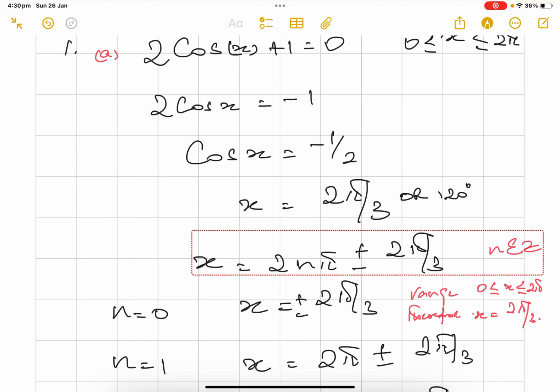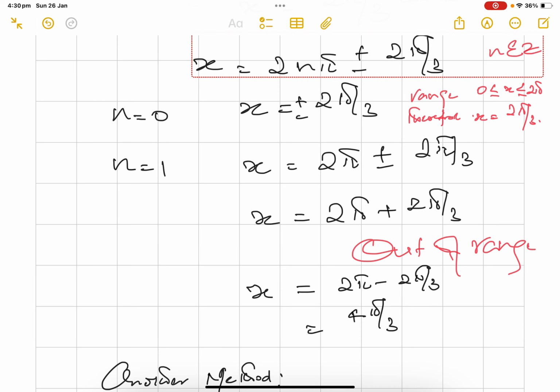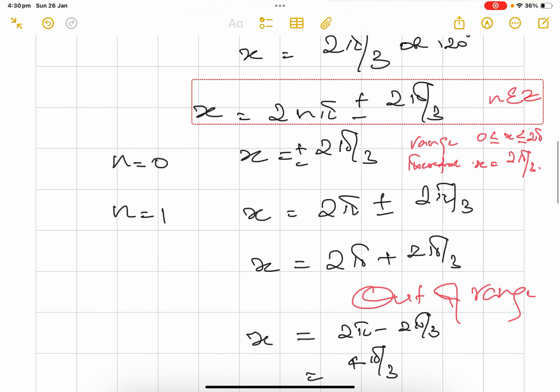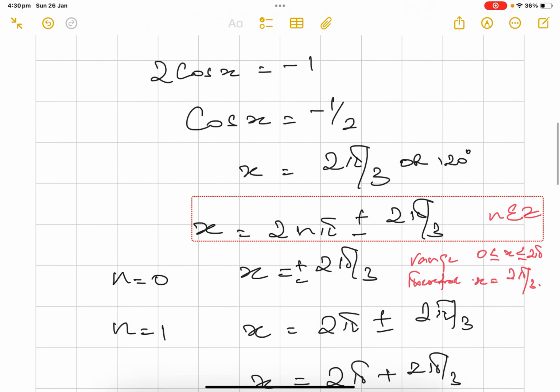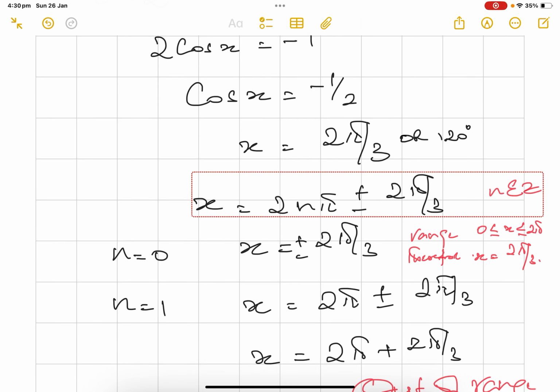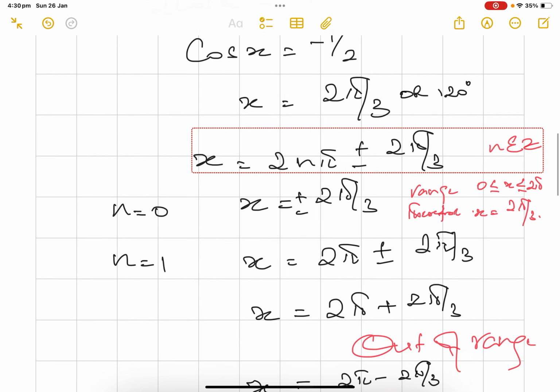If you put n equals 0 to start with, that gives plus or minus 2 pi by 3. We start with this 2 pi by 3, but the minus is out of our range, because we have to find values for x between 0 and 2 pi, not on the negative side. So the minus will not fit into our range, and only x equals 2 pi over 3 works.